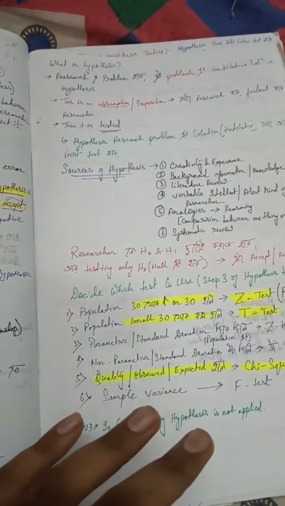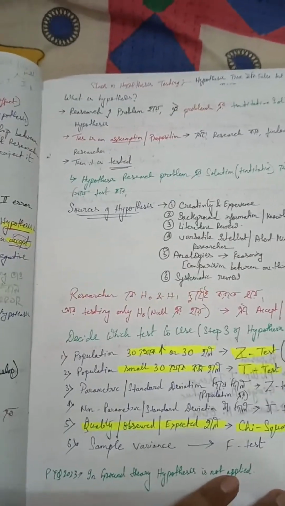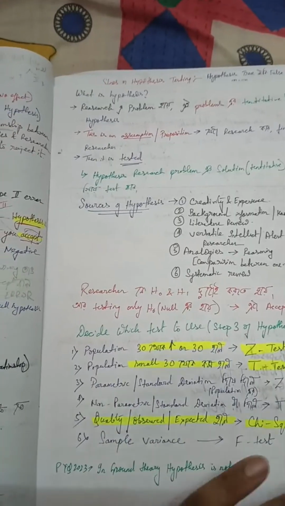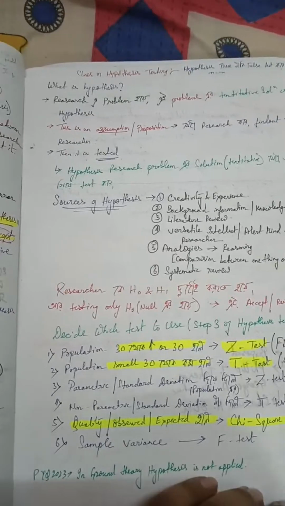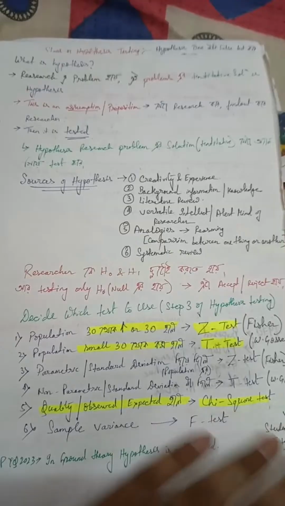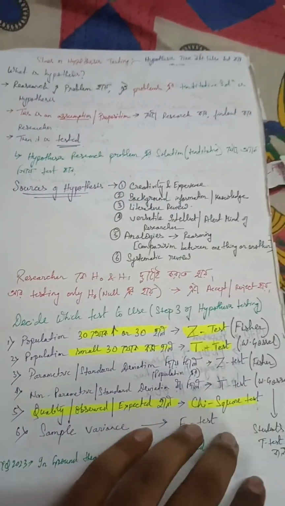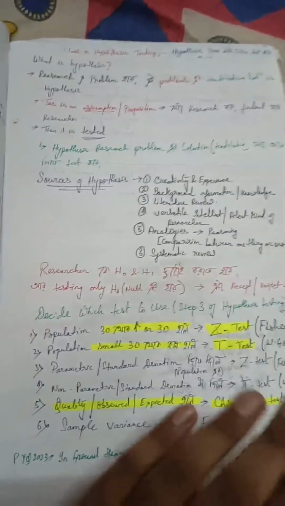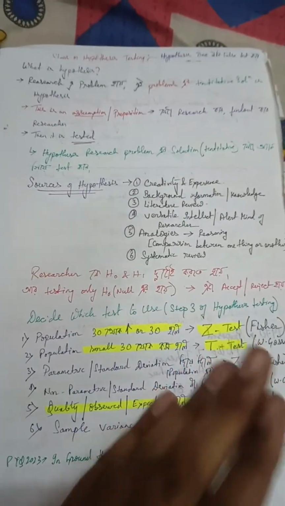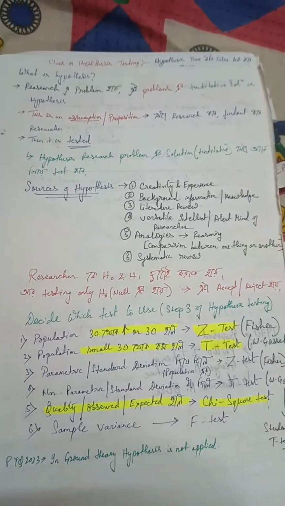Sources of hypothesis. How do we gather knowledge about creating the hypothesis? We craft hypothesis by creativity and experience. Our past experience helps us to create hypothesis. Background information and knowledge, and literature review also help us to create hypothesis. Versatile intellect or alert mind: a versatile intellect and alert mind helps us to create our hypothesis.